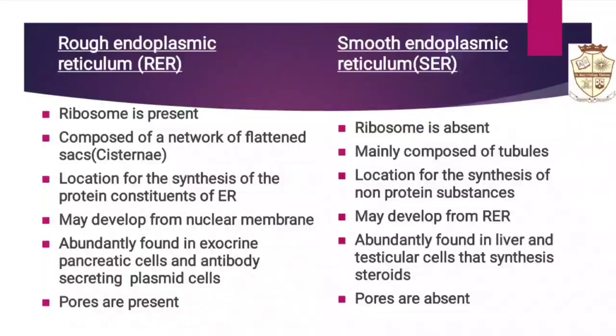Here the ribosome is absent and it is mainly composed of tubules. It is a location for the synthesis of non-protein substances. It may develop from rough endoplasmic reticulum, is abundantly found in liver and testicular cells, that is synthesis of steroids, and pores are absent.